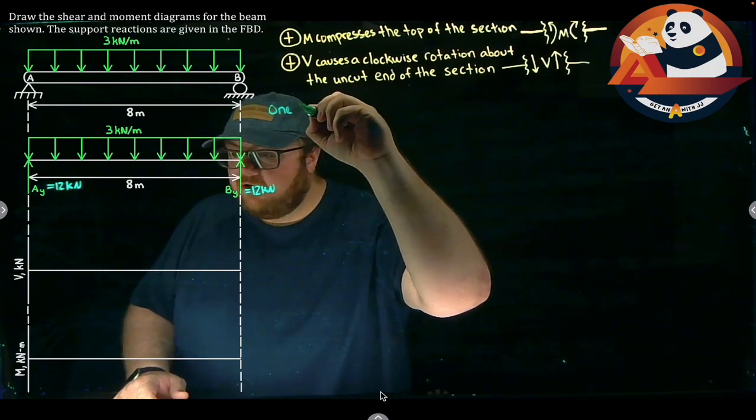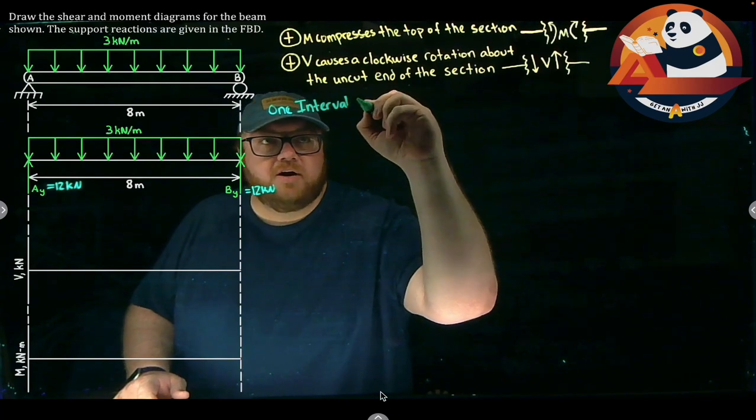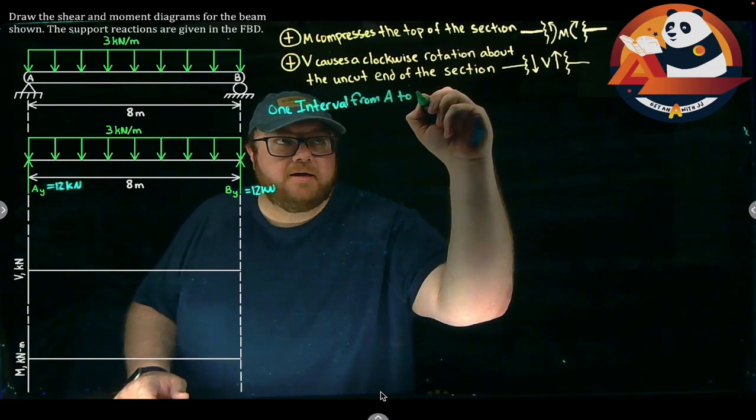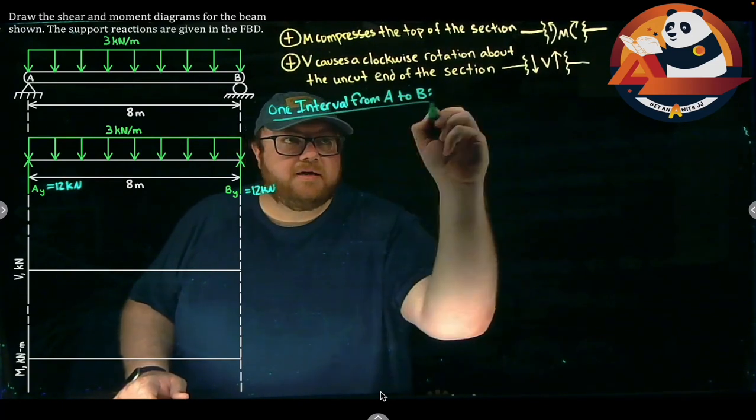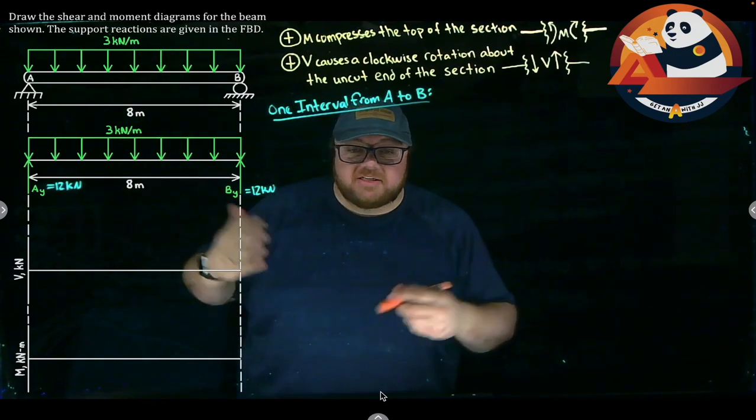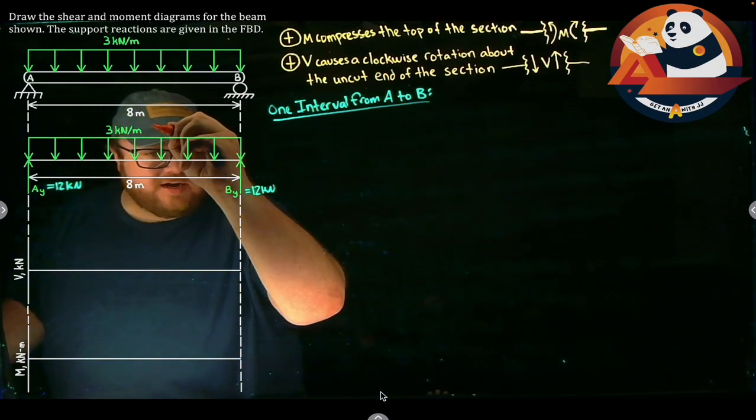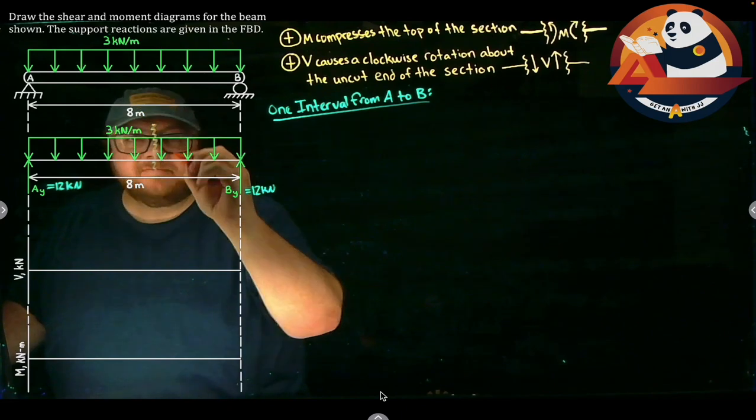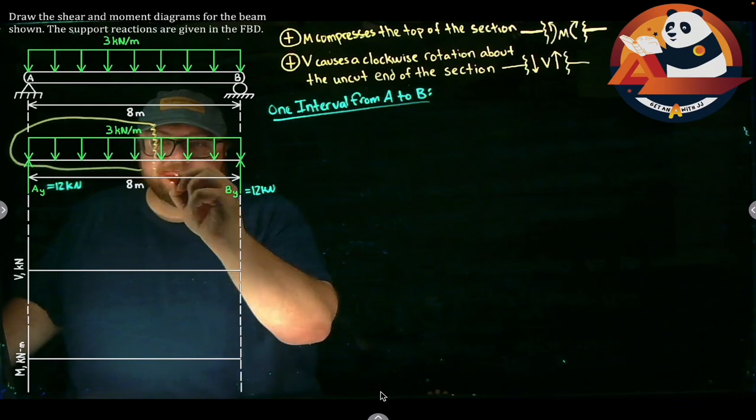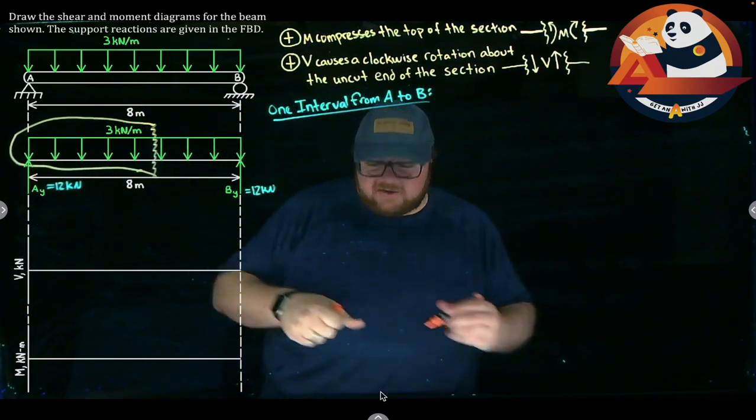One interval from A to point B that we're working with on this. I'm making a cut in my section somewhere in between A and B, so I'm going to show that loosely in the middle. I'm going to avoid the 3 kilonewton label, but go from there. I'm going to make a free body diagram that goes all the way back to the left edge. So I need to include AY in here and that first 4 meters of my distributed load.